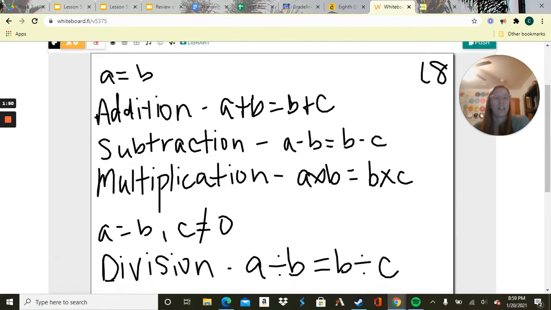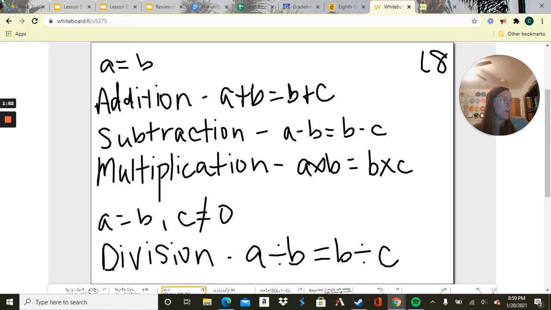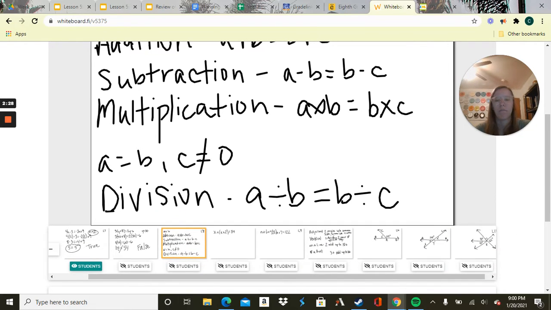Okay? Next we had lesson 8, which was lesson 8 and 9 were the same, so using if-then moves in solving equations. So we first talked about if A equals B. In addition, then A plus C equals B plus C. In subtraction, A minus C equals B minus C. In multiplication, A times C equals B times C. And then if you remember, division had that little extra. So A equals B and C does not equal 0. Then A divided by C equals B divided by C.